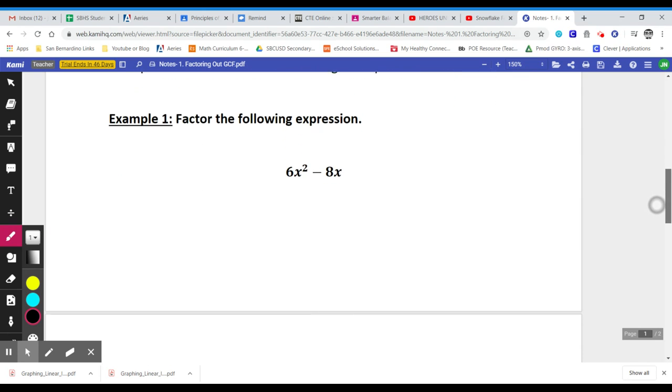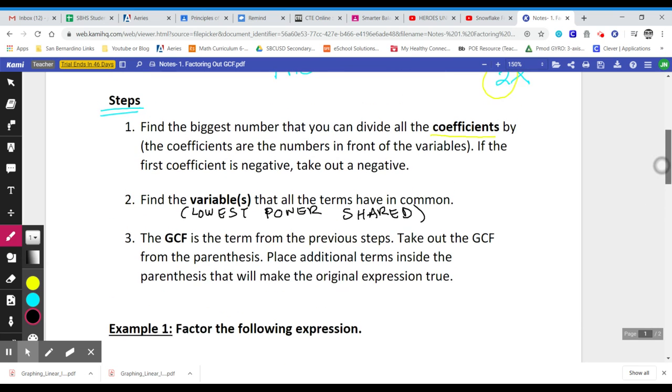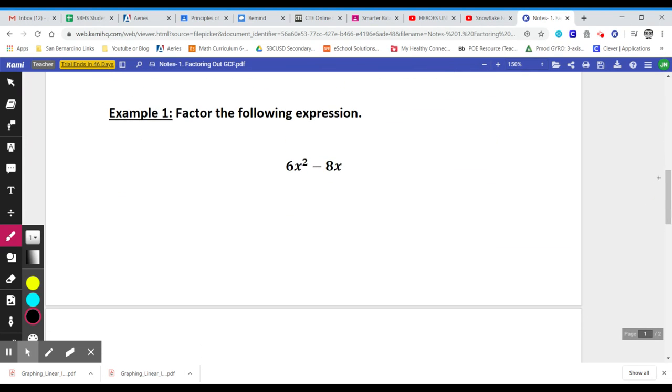Okay, let's jump into an example here. Again, if you had to pause to finish taking the notes, go ahead and do that. Example number 1 is 6x squared minus 8x. I'm going to go ahead and color code this. Notice that I have coefficients here, the 6 and the negative 8. I also have variables, x squared and x.